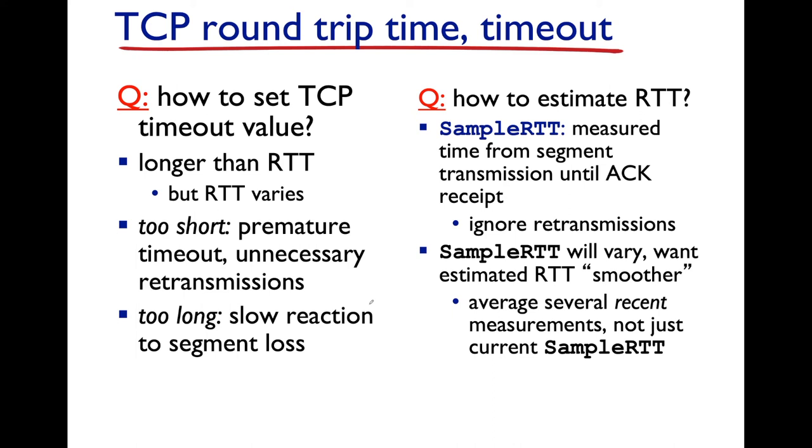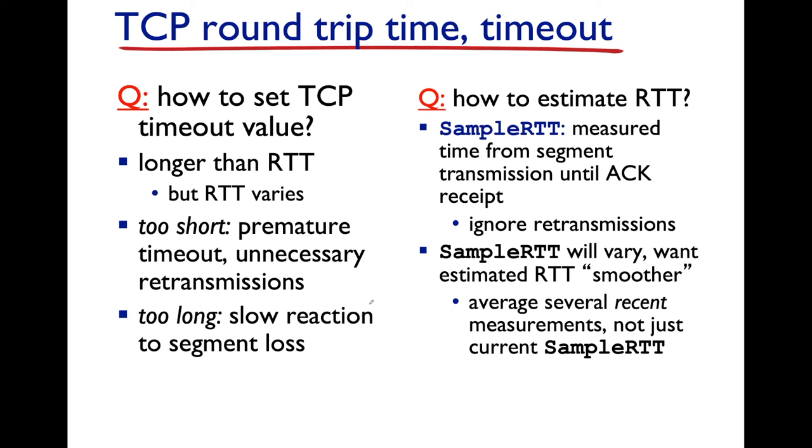And so if it's too short, that means we're going to make a lot of unnecessary retransmissions. If it's too long, then we're not going to react appropriately to lost segments. We're going to wait too long to timeout. And so the best way to do this, and this is how it's done in TCP, is to sample it.